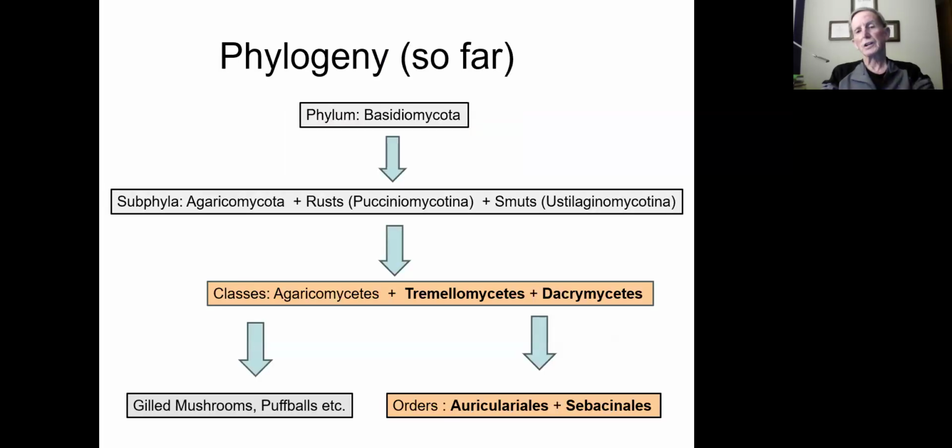So this is a kind of rough estimate, in the current research, of what the phylogeny is for jelly fungi. And you'll notice we're under the phylum, right here, Basidiomycota. Then there are two subphyla that are also separate at a very high level now, rusts and smuts. Now, you may wonder what rusts and smuts are.